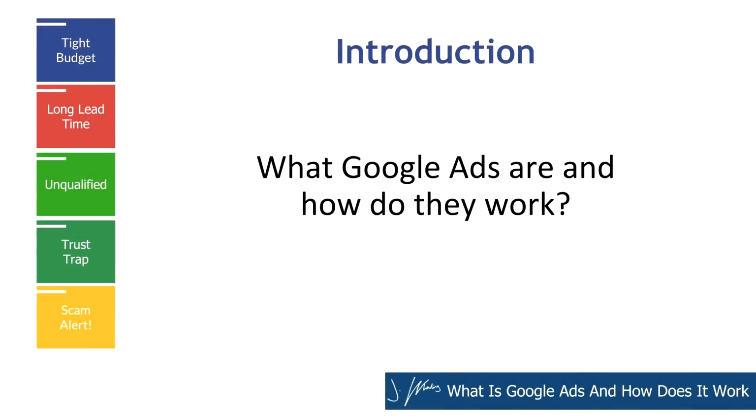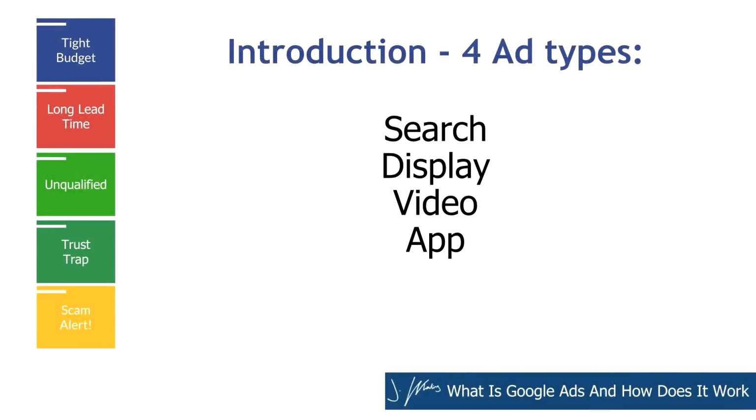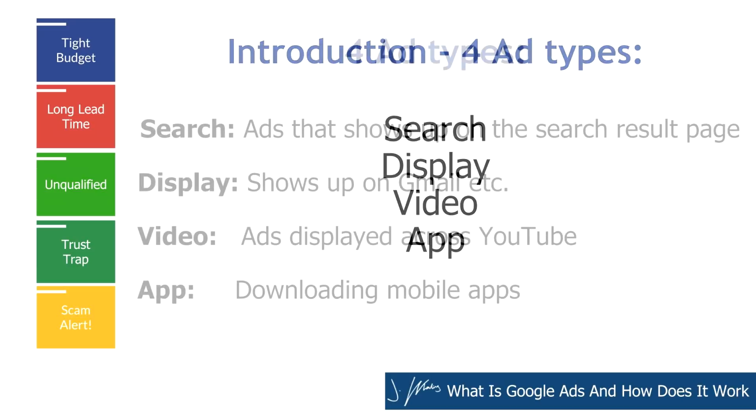So before we get into those 5 big warnings, let's go ahead and talk about what Google Ads are and how they actually work to potentially drive more customers and sales, keyword being potentially. So you have 4 different ad types. You have search, you have display, you have video, and you have app. Of course, app is all about downloading mobile applications.